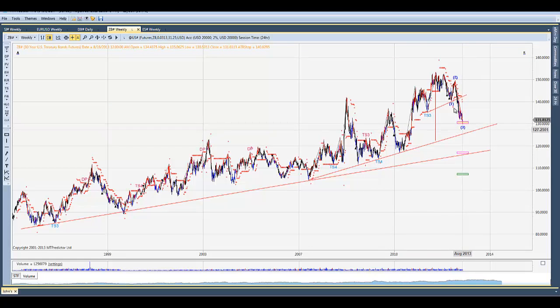So we're close. If you look at this little head with the right shoulder and left shoulder here, here's your neckline. We broke below that. Here's the measured move, which would take us down to the bottom of this trend line here.